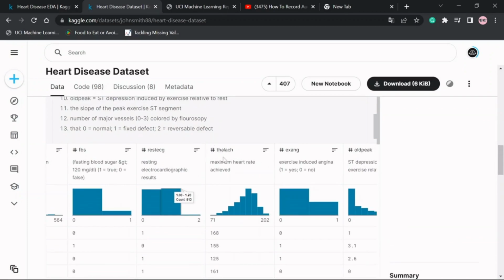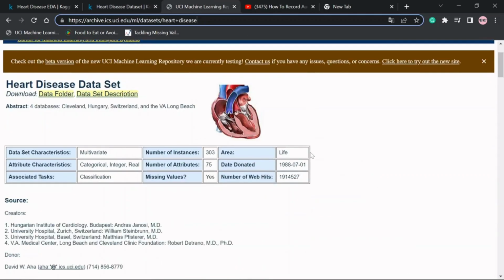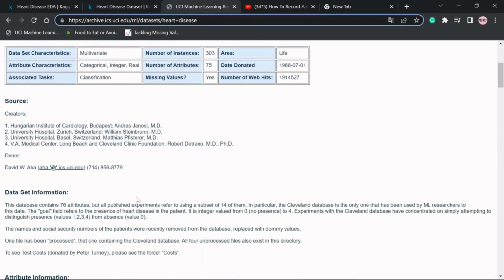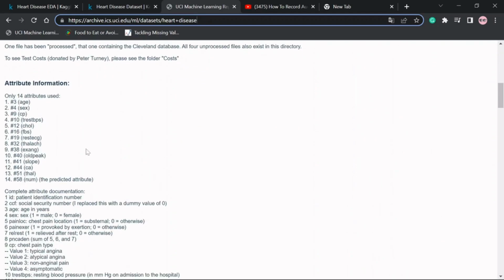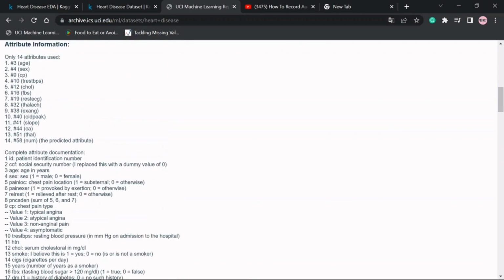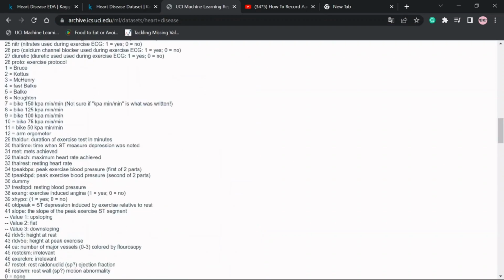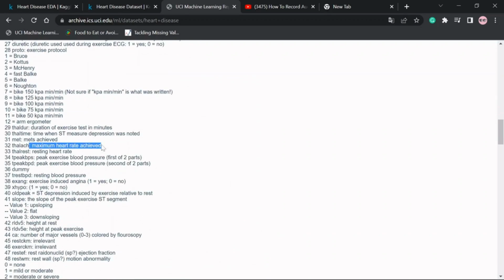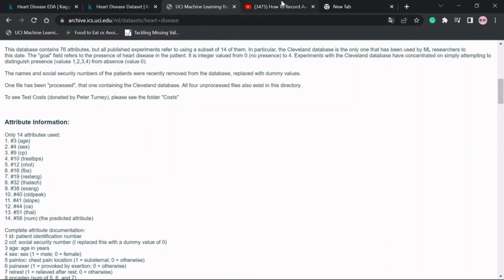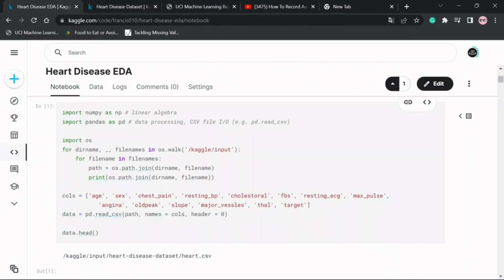Now this one I don't understand what it is. So I went to the UCI machine learning repository, where you can find the same dataset, but here all the columns are explained properly, like what is THALC. It is explained here properly: the 32nd number row, which is maximum heart rate achieved. So I termed it as maximum pulse. Here you can see I changed the name to maximum pulse.